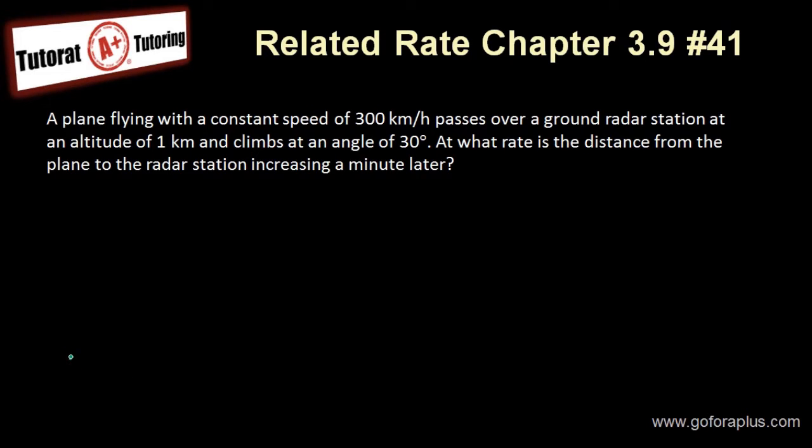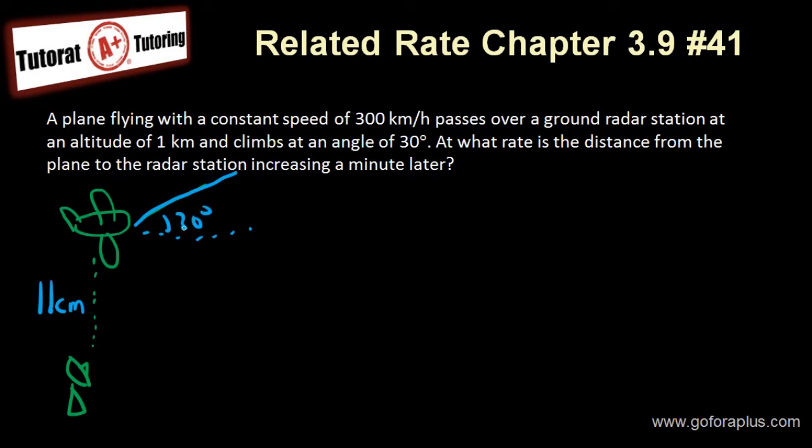So what happened is you have a radar right here. And then the plane is actually passing through here. So this is my plane going up at a speed of 300 km per hour when it's directly above the radar station, right? So at this point, the height of the plane is 1 kilometer, and then it's climbing up at 30 degrees here. Okay, so this is 30 degrees. Now, when it's going up, it's 300 kilometers per hour. And then after a minute, the plane will be at this point.